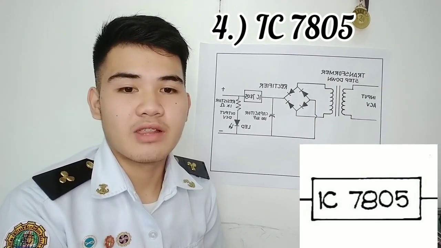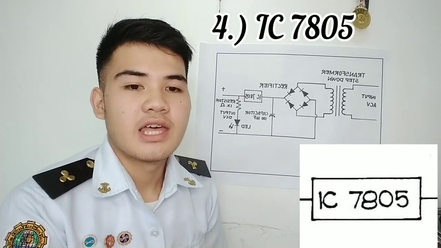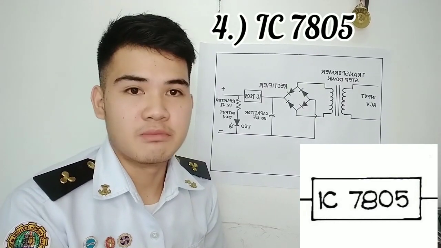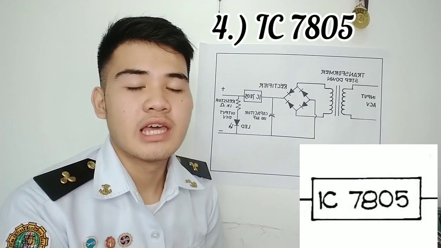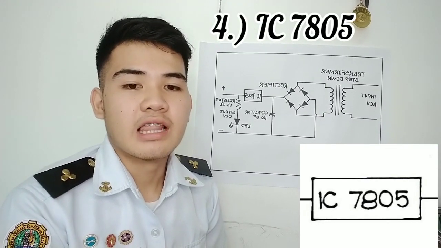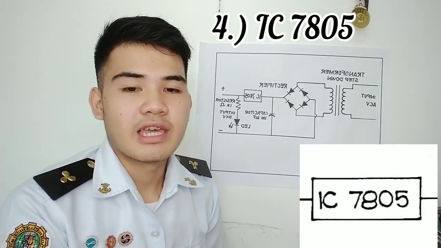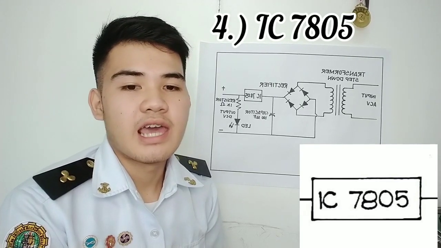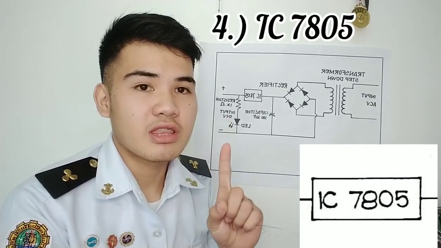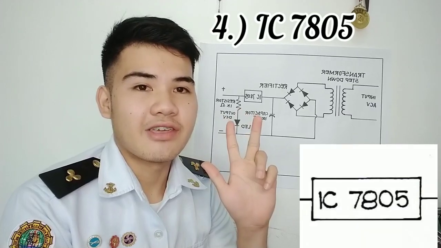IC7805 is a DC regulated IC of 5 volts. This IC is very flexible and is widely employed in all types of circuits, like voltage regulators. It is a 3-terminal device and mainly called the input, the output, and the ground.